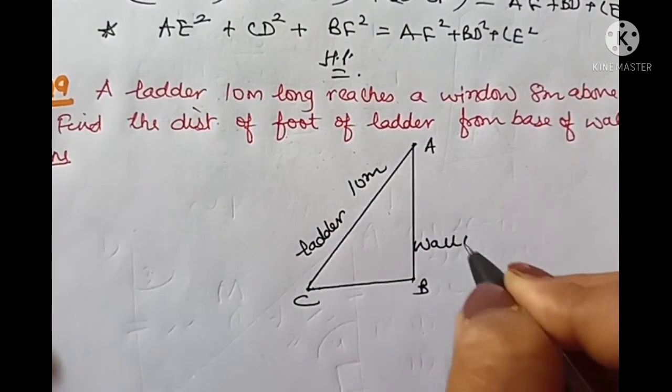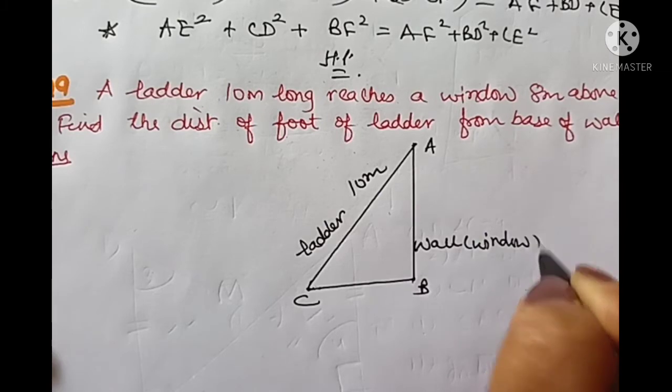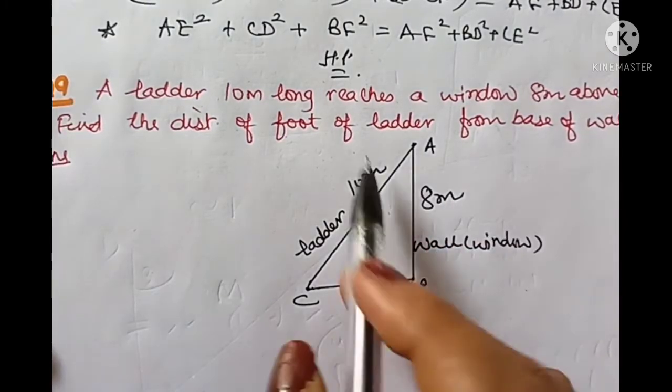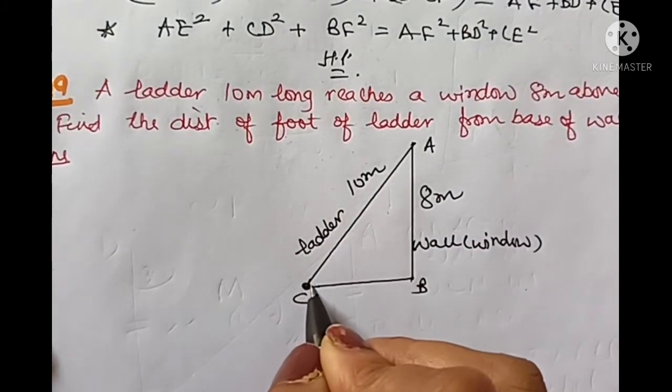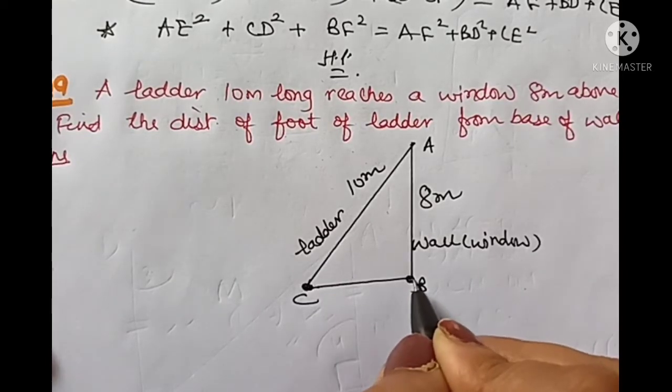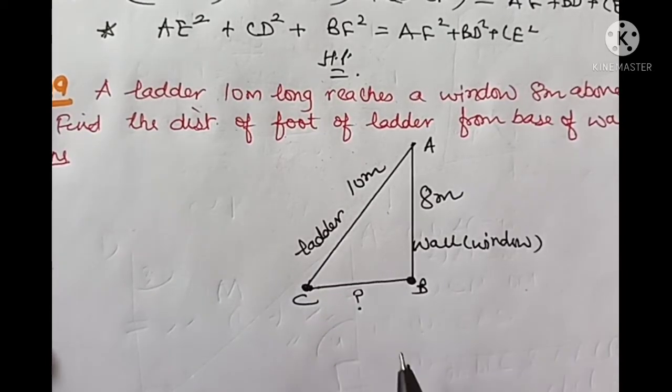So this is the window on the wall, which is 8 meter above the ground. We have to find the distance of foot of ladder. This is the foot of ladder from the base of the wall. So we have to find out the distance BC.